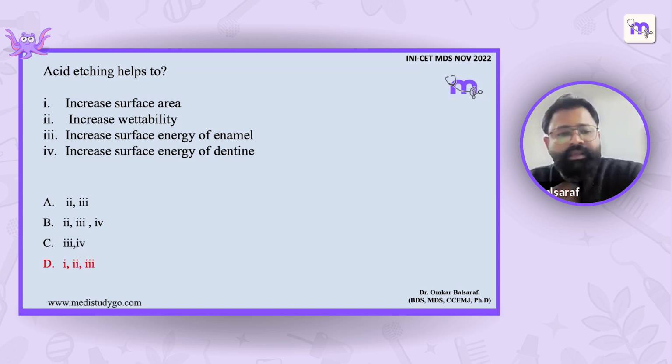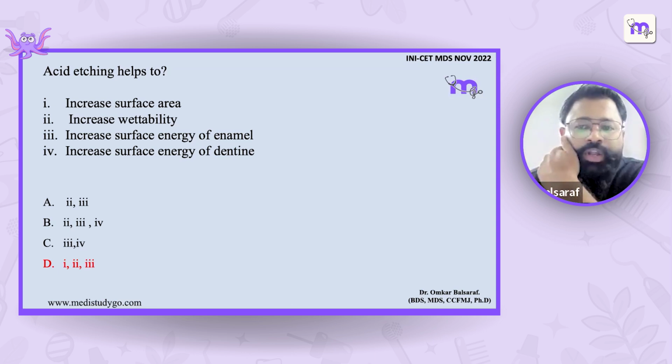Yes, the right answer is D. That is 1, 2, and 3. That is increase surface area, increase wettability, and increase surface energy of enamel. All these three will help in conditioning of the enamel properly, okay, and will improve the hardening of enamel.